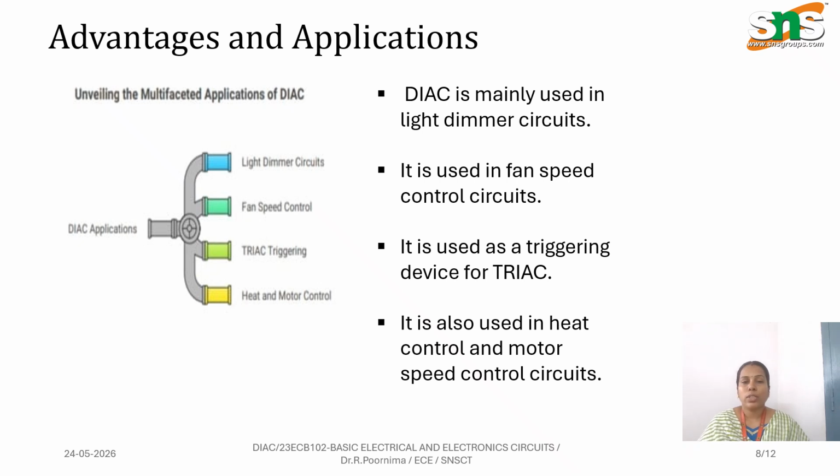Let's see the advantages and applications of DIAC. Because of the symmetrical property and the triggering property of DIAC, it is mainly used in light dimmer circuits and fan speed control, and also as a triggering device for the TRIAC, and it is used in heat control and motor speed control circuits.